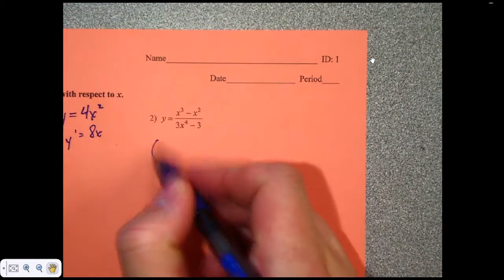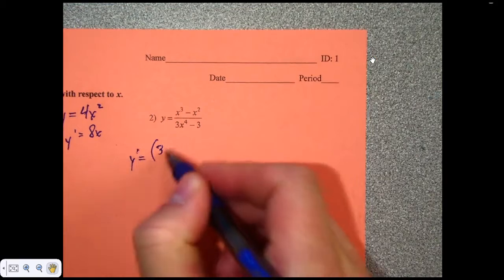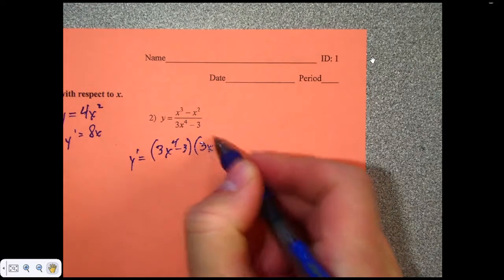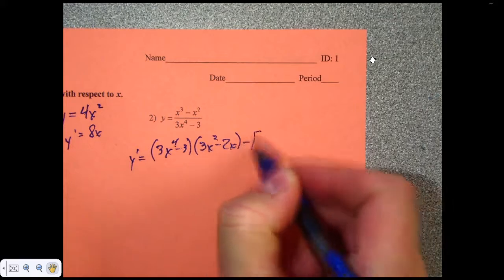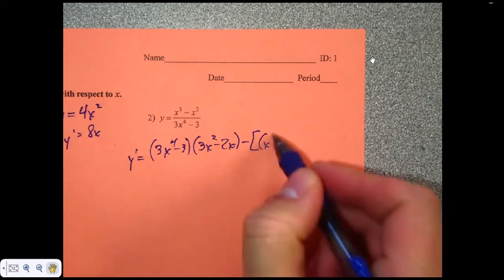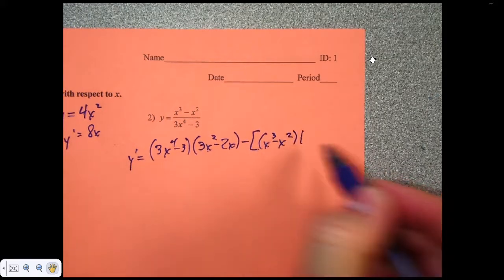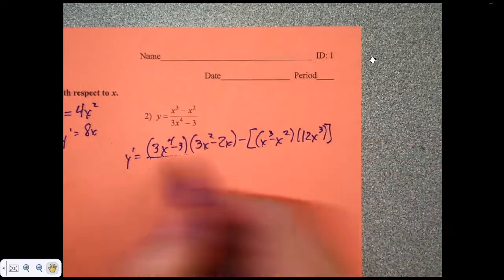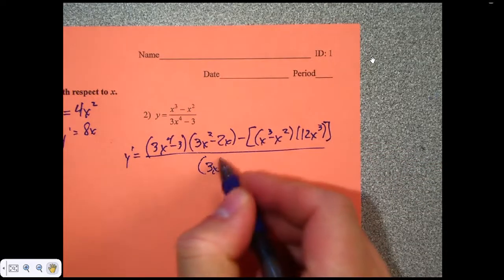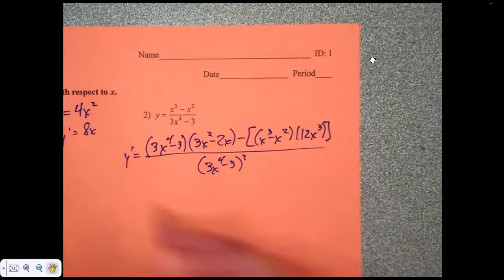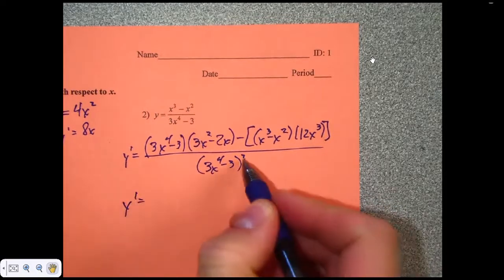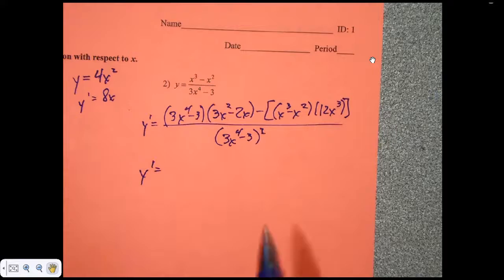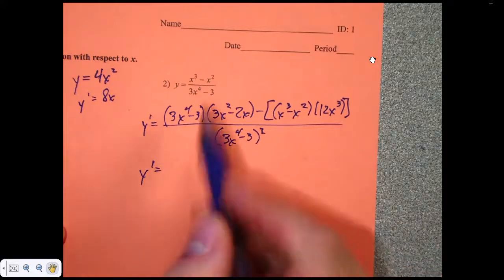So we got the bottom times the derivative of the top, so 3x squared minus 2x, minus big brackets, and then the top times the derivative of the bottom, which is going to be 12x to the third. That is all over the bottom squared. I'm just going to leave the bottom squared, and I don't have to do anything with that, but I do need to clean up the top. So this is not a simple one.